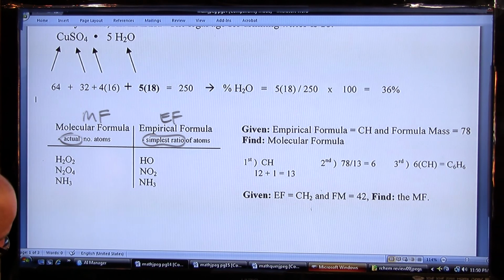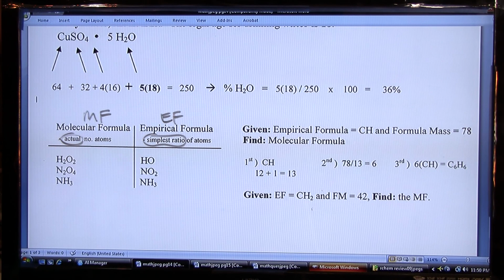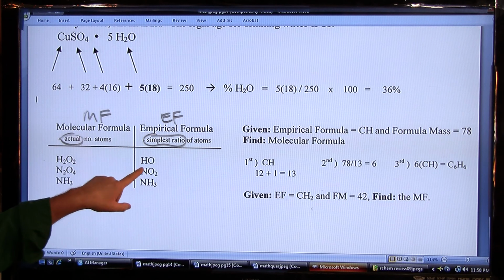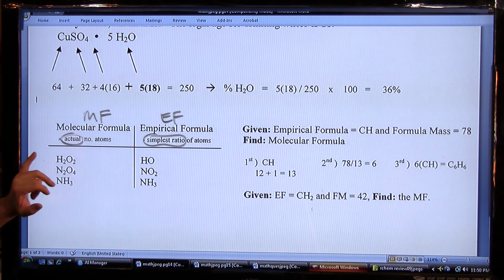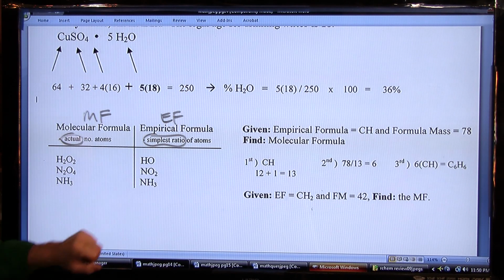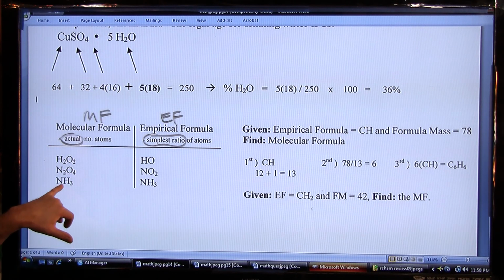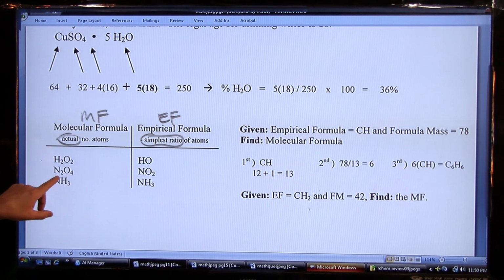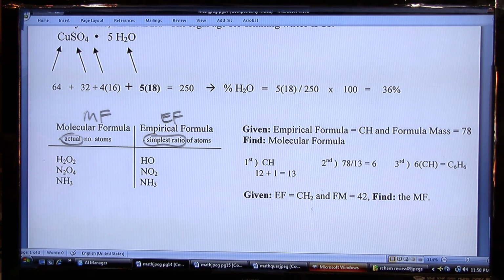So for example, H2O2, that 2 to 2 ratio means that there's literally in a molecule of H2O2, 2 hydrogens and 2 oxygens. But that can be simplified to HO. So that's the molecular formula versus the empirical formula. N2O4 can be simplified to NO2. Sometimes you can't simplify it any further, as in the case of NH3, which stays NH3. So that's going from molecular to empirical formula. You're just simply dividing, in this case, by the smallest of the numbers to get the empirical formula.